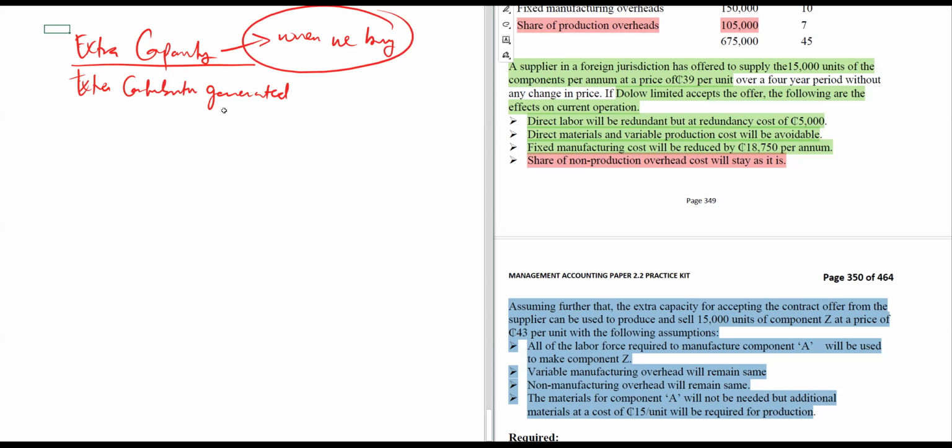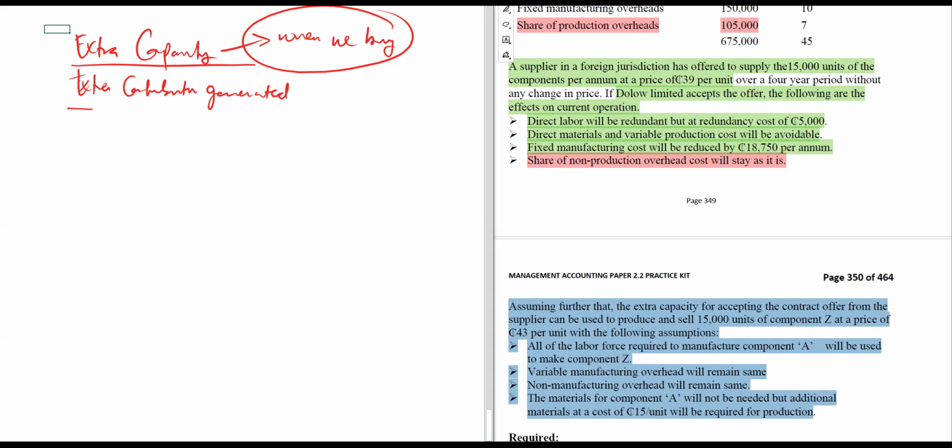True. Remember, if you make in-house, would you have spare time to do something else? No. But if you buy, you have spare time, and that's what they are saying, that it can be used to produce and sell these 15,000 units of another product, which is now component Z.